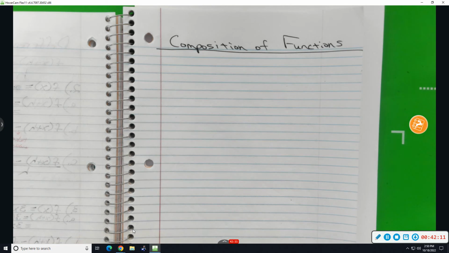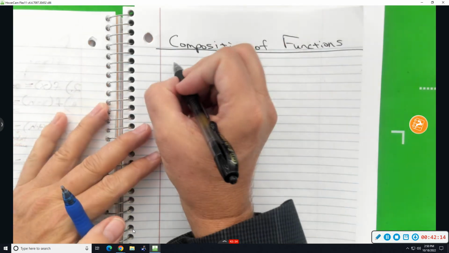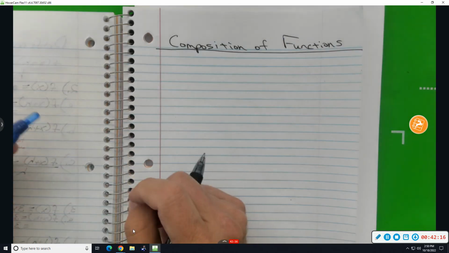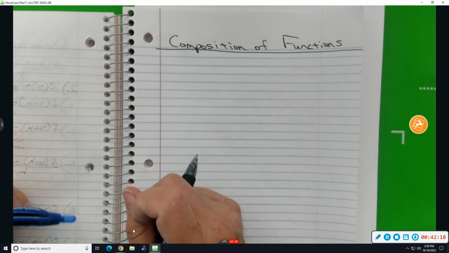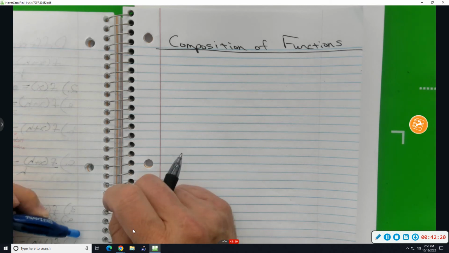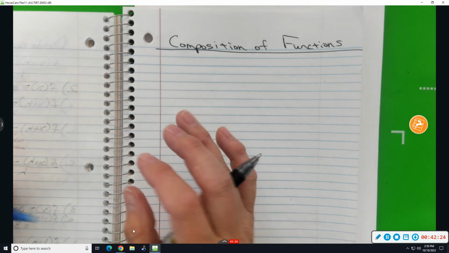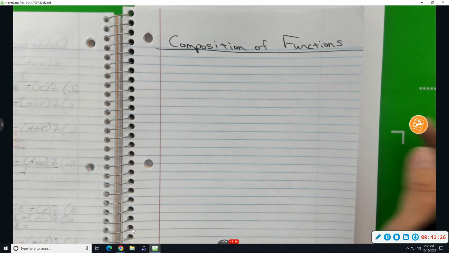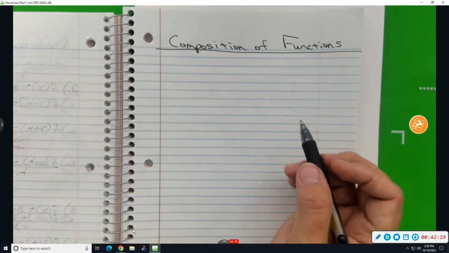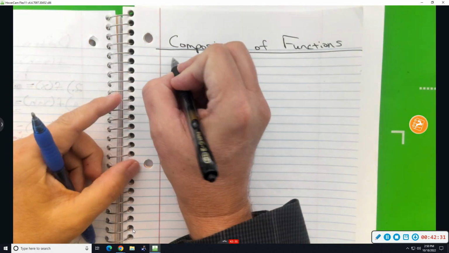Okay, here's the definition. Oh, and we need a little symbol. You use a plus sign to represent addition, you use a dash to represent subtraction, and you don't use any symbol if it's going to be multiplication. But we need something for composition. Here's what they came up with.